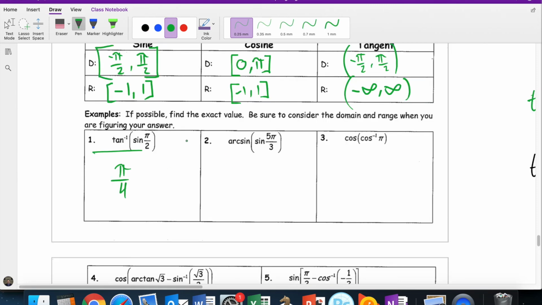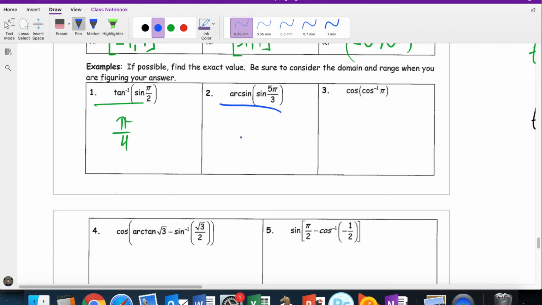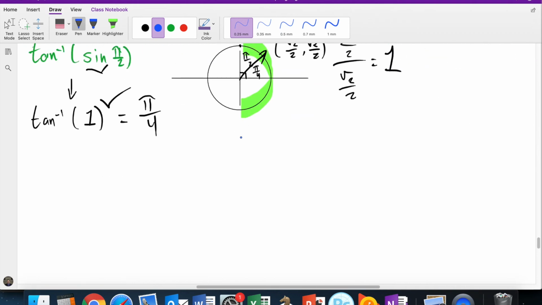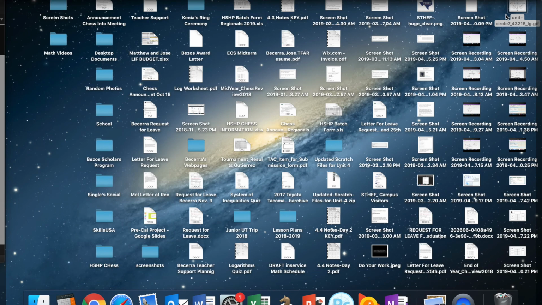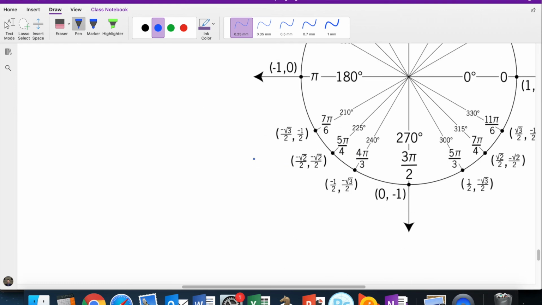So for question number 2. Now this is a case where it might not be as simple as it seems at first. Based on what we covered right up here, what do you think you should do with the arcsine and the sine? That would be your first instinct, but you can't do that right away. Let me tell you why. Let's actually pull up a unit circle so we can explain this a bit better.